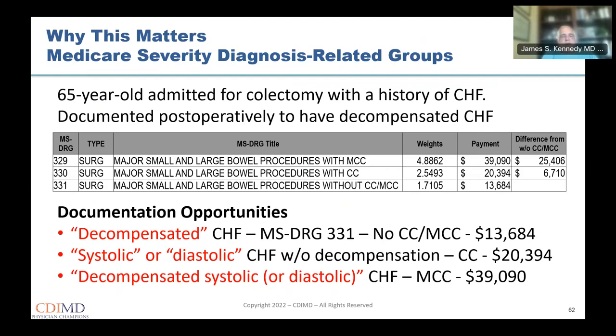So there'll be other things involved, but this is representative of what we will be talking about, how we will be training you as to know what the CCs and MCCs are so that we can accurately reflect that in the record.